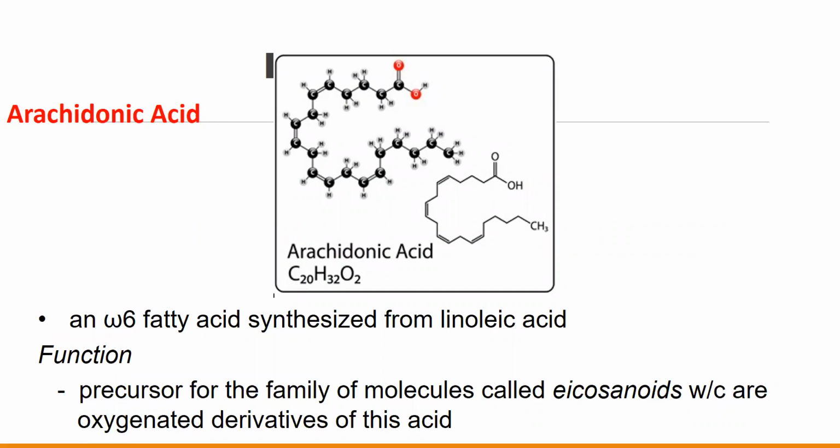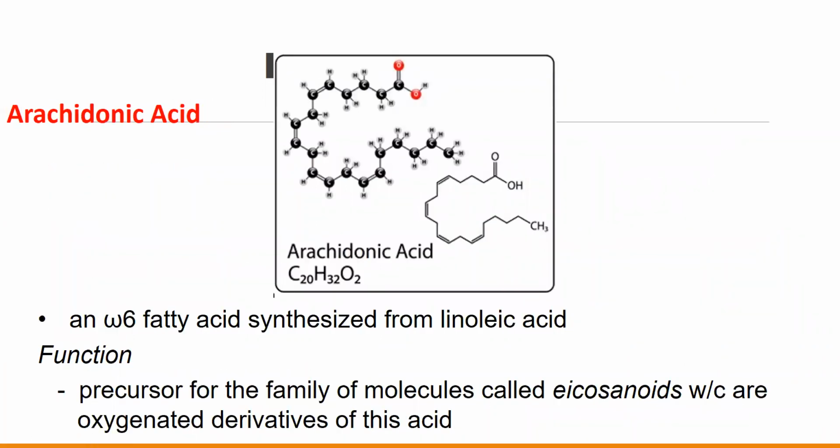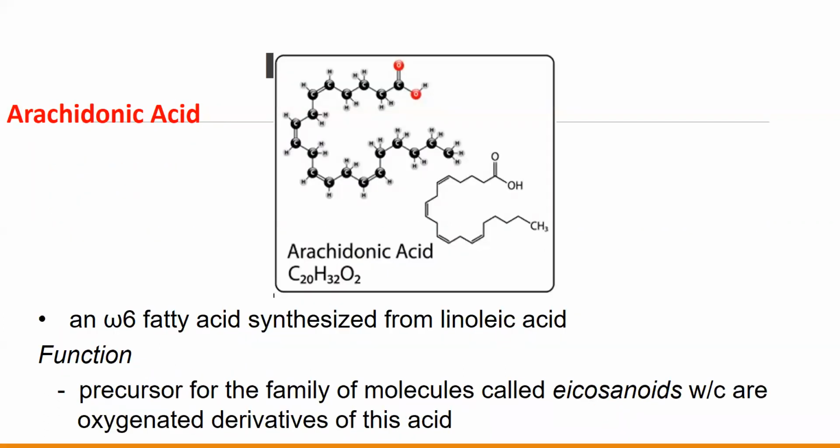Another fatty acid is arachidonic acid. It's an omega-6 fatty acid. It is synthesized from linoleic acid. So this is 20 carbons, and this one is 18. From 18 carbons, our body can increase the number of carbons and synthesize this from linoleic acid. Its function is as a precursor for the family of eicosanoids, which are oxygenated derivatives of these fatty acids. That is what makes it essential, because it becomes a precursor to another, more complex kind of fatty acid, the eicosanoids.